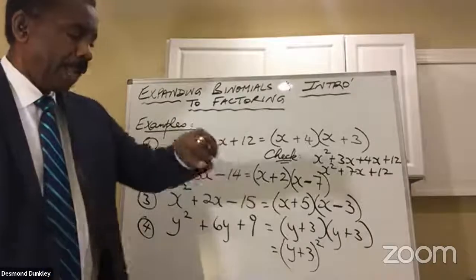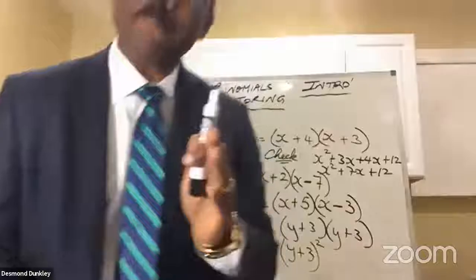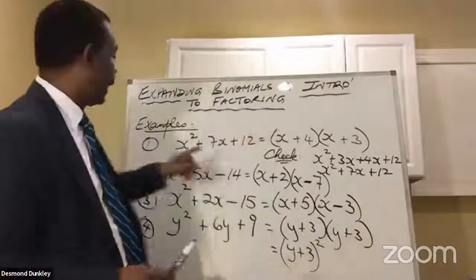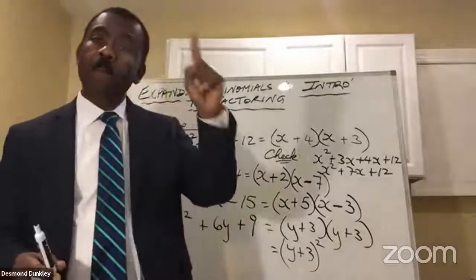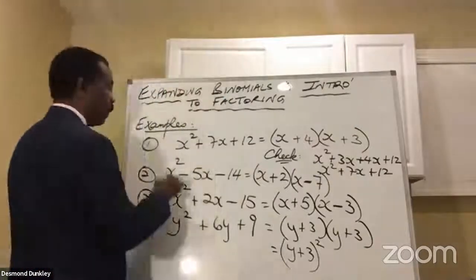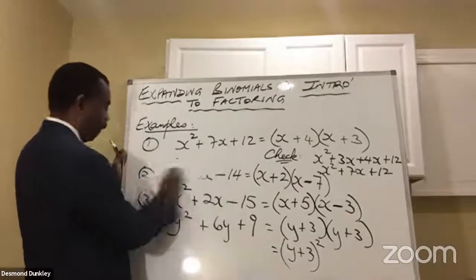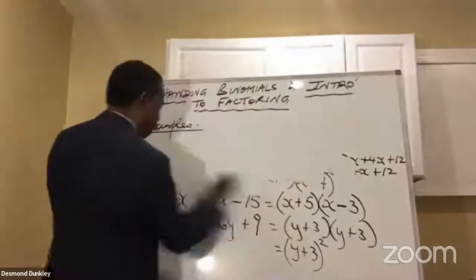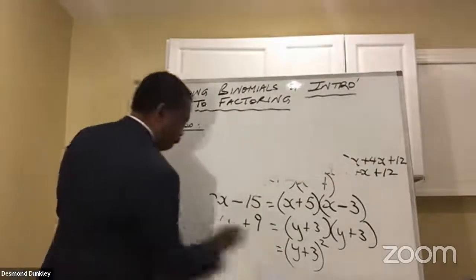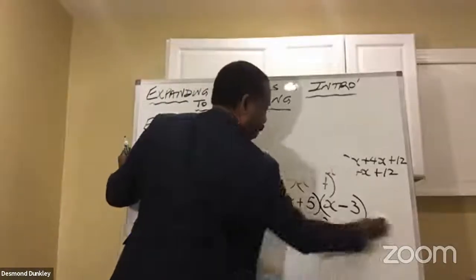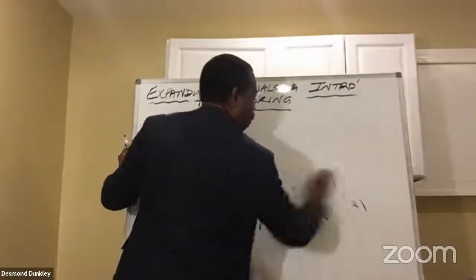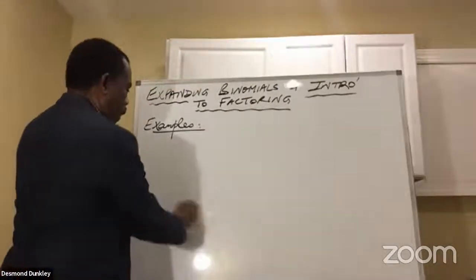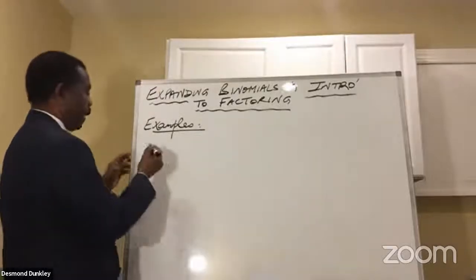Okay, and I have one last example for today. And then next class, we will go and do these where the lead coefficient is different from 1. That's going to be more involved. Okay, last question, number 5.